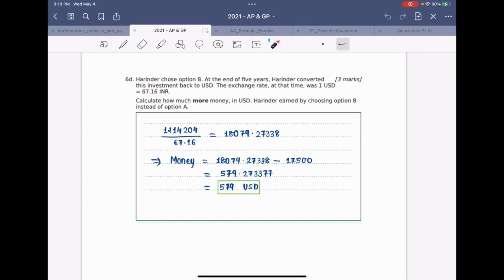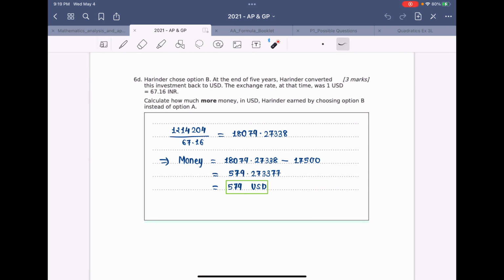Last part. Harinder chose option B. At the end of 5 years, Harinder converted this investment back to USD. The exchange rate at that time was 1 USD is 67.16 INR. Calculate how much more money in USD Harinder earned by choosing option B instead of option A. The answer in the previous part in Indian rupees we got 1214204. Conversion amount is 67.16, but that is the INR and we want to convert back to USD. So we have to not multiply, we have to divide this.